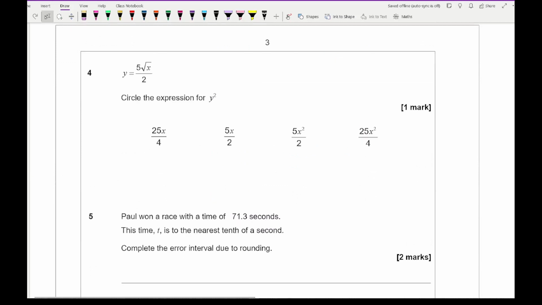Then looking at question 4, it says y equals 5 root x divided by 2, and says circle the expression for y squared. So here what we want to do is square everything that we can see in this. So 5 squared is 25, the square of root x is just x, and the square of 2 is 4, which gives us our first option.